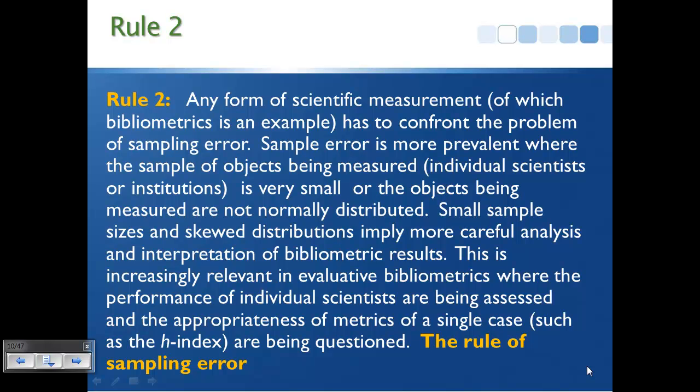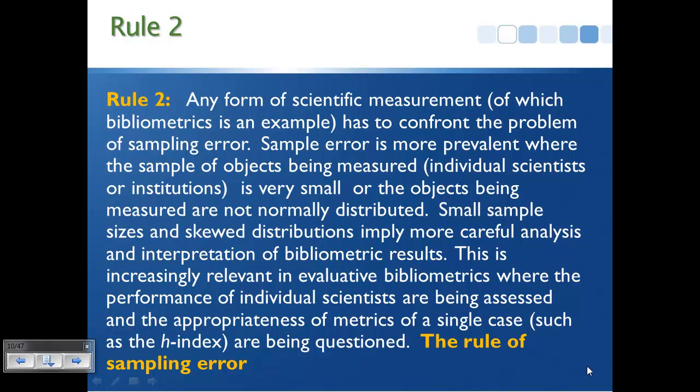The second is a simple rule of any form of measurement where you work with small samples. Sample error is more prevalent where the sample of objects being measured is very small. Now, this is why I referred to this earlier. It's one thing to study the 5,000 papers of a university in a study. It's another thing to study the 50 papers of an individual scientist. The moment that you get to the individual level, the sample is one. There's one person. That's why people have problems with the h-index. It's still a measure of one person, you see. So then the sampling error is huge.